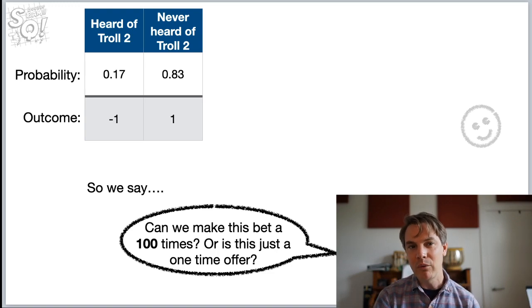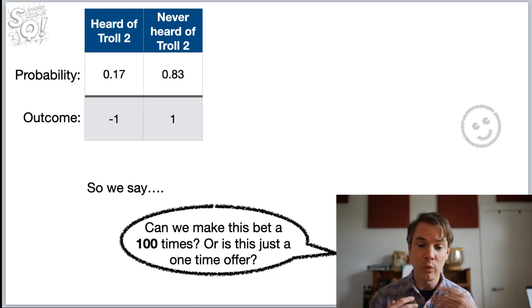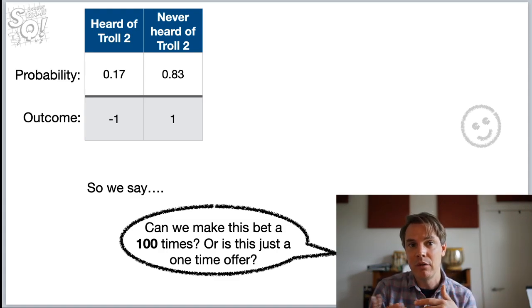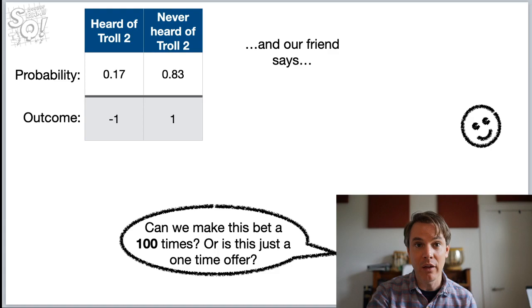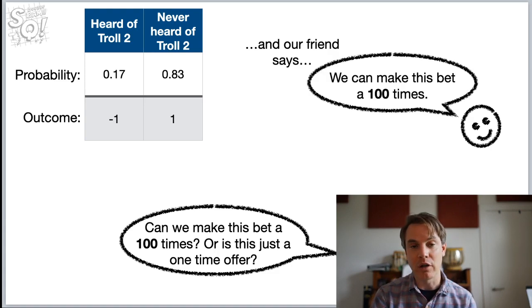And I'll be honest, the reason why I'm saying this is if we just make the bet once, we could win or lose. We either win $1 or we lose $1. But if we make this bet a bunch of times, maybe on average we'll come out ahead no matter what. Maybe, there's always a small chance we could lose 100 bets in a row, but that's a very small chance. And so I'd like to know what we are going to do on average over 100 bets. And our friend says, we can make this bet 100 times. So this is great. So what we're going to do is we're going to make this bet 100 times. We're going to ask 100 people.